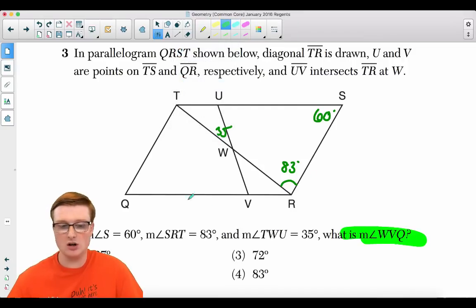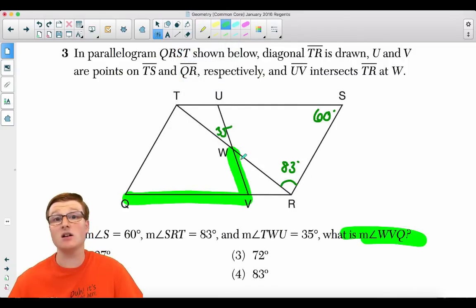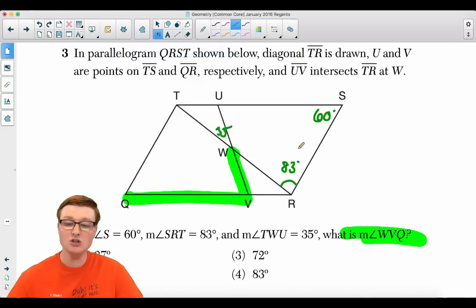What is the measure of angle WVQ? That's right here, that angle out here. So, it's a parallelogram. We know a lot of things about a parallelogram, but we have to get over here. So how do we do that?